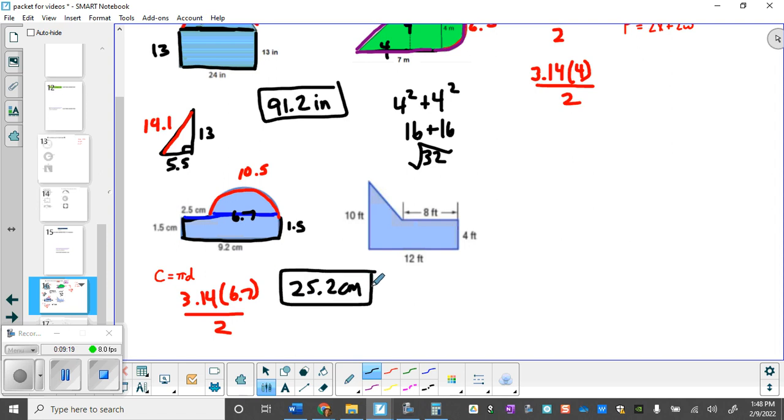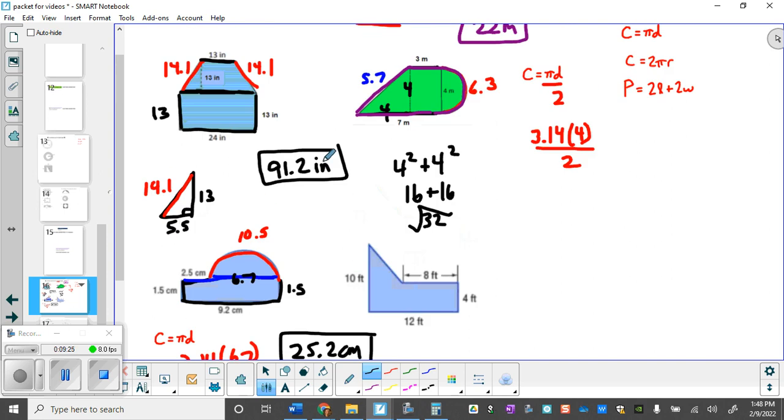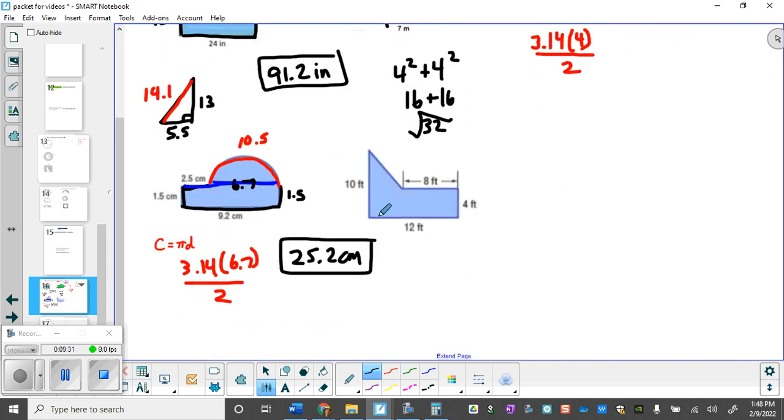Area would have been square centimeters. Distance around is just centimeters. Okay, so make sure you've got that, again, inches. It's not square inches. Area would have been square inches, but distance around is just a length, so inches.